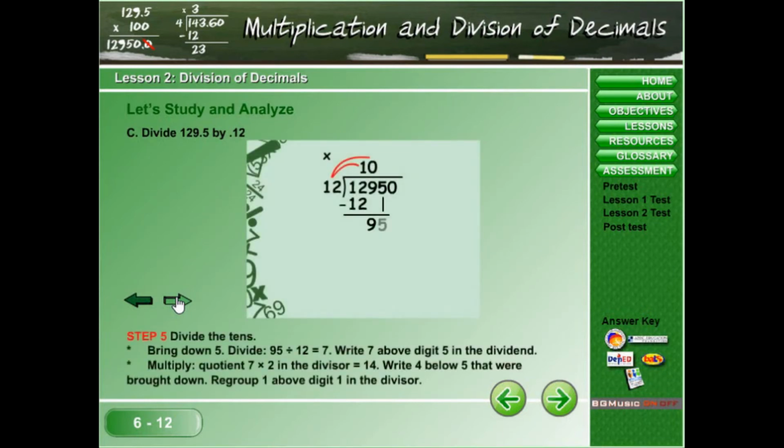Step 5. Divide the tens. Bring down 5. Divide 95 divided by 12 equals 7. Write 7 above digit 5 in the dividend. Multiply. Quotient 7 times 2 in the divisor equals 14. Write 4 below 5 that was brought down. Regroup 1 above digit 1 in the divisor.